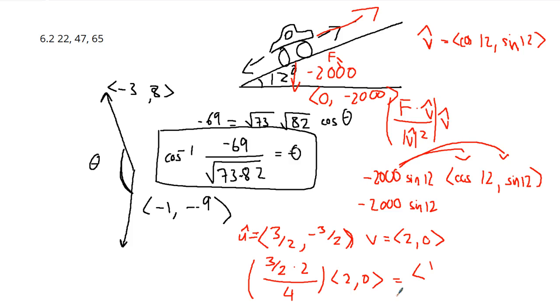Wait, let me see if I did this correct. Let me see what answer I gave. Yeah, I gave A. So 3/2 comma 0. Right? 3/2 comma 0. Yeah.